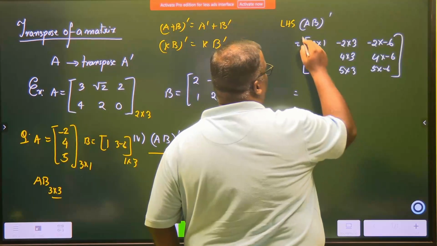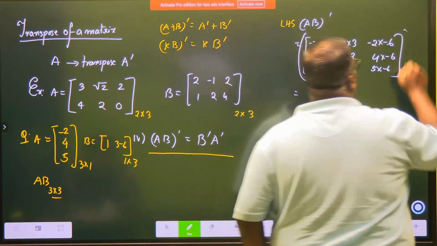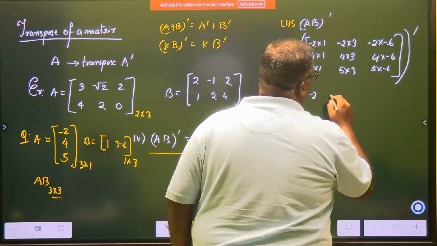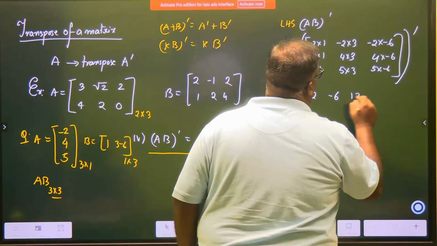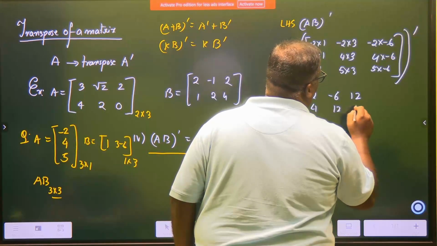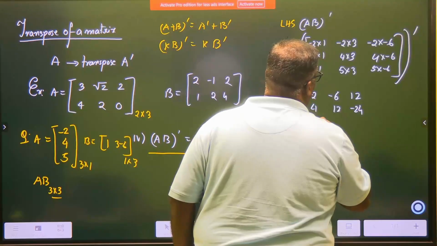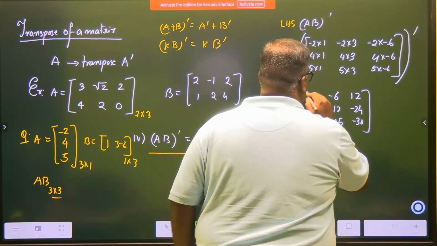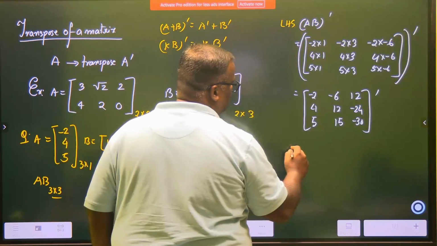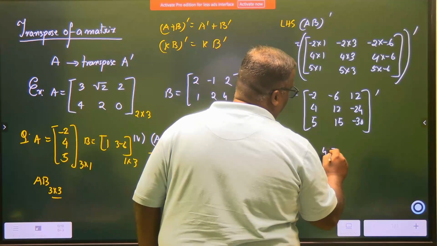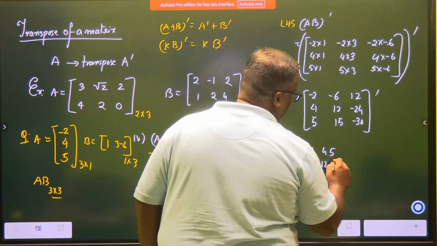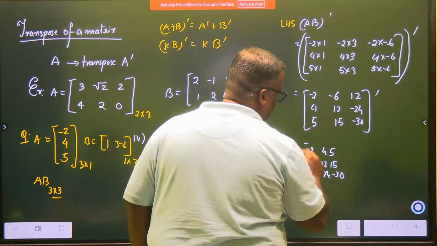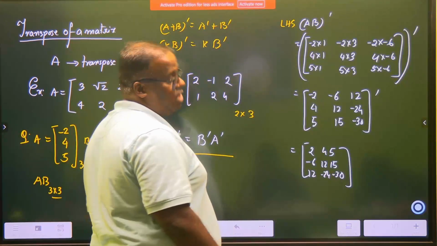So what do we get? And you have to do the complement of this. So let's get the matrix first. It will be negative 2, negative 6, 12, 4, 12, negative 24, 5, 15, negative 30. And now you have to do the complement of this, which will be negative 2, 4, 5, negative 6, 12, 15, and 12, negative 24, negative 30. Check the RHS now.